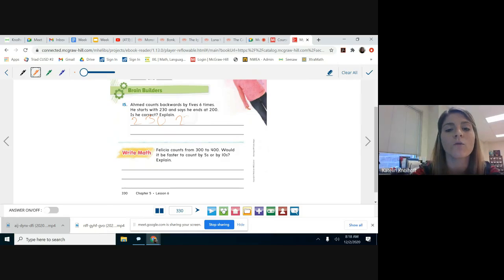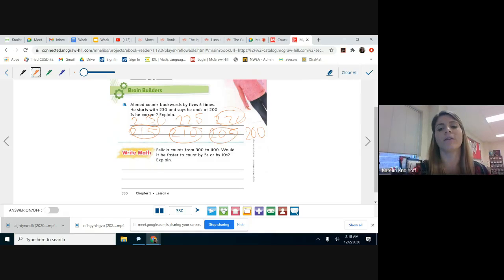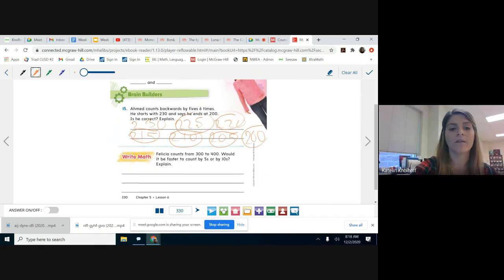230, 225, 220, it's 2 times. 215, 210, 205, one more, 200. So we skip counted backwards 6 times. 1, 2, 3, 4, 5, 6. By 5s. Did he end on 200? Yes, he did. So that would be answering your problem.